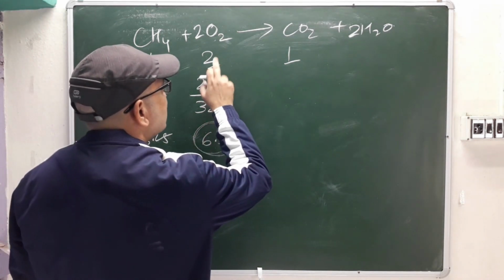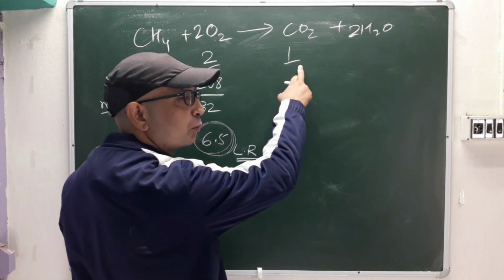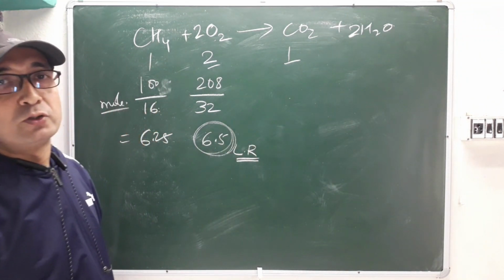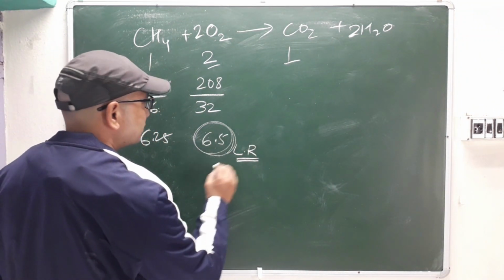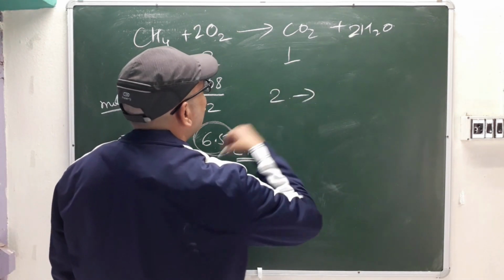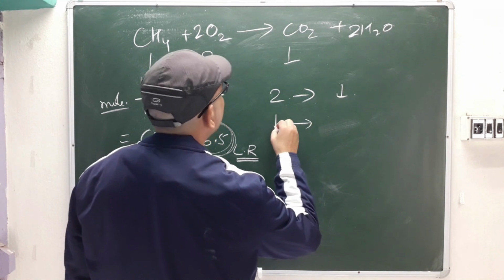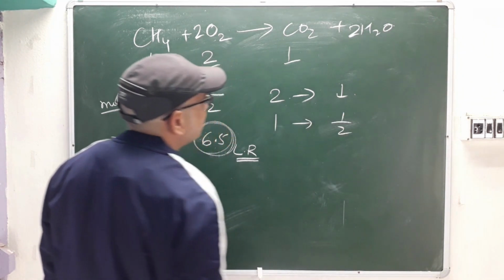So now what you have to do, with the 2 moles it is giving 1 mole, right? So for 6.5 mole, how many moles of carbon dioxide will it produce? Likewise you have to calculate it. So simply, 2 moles of oxygen is giving 1 mole of carbon dioxide. So 1 mole of oxygen will give 1/2 mole of carbon dioxide.